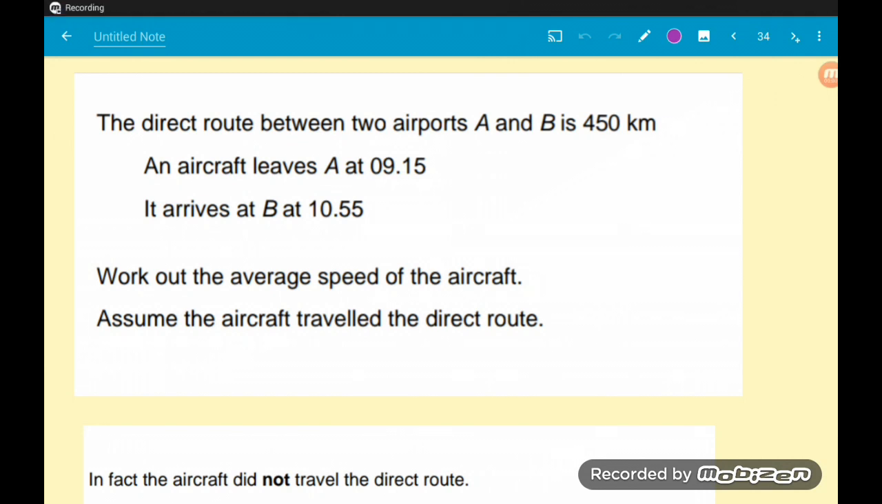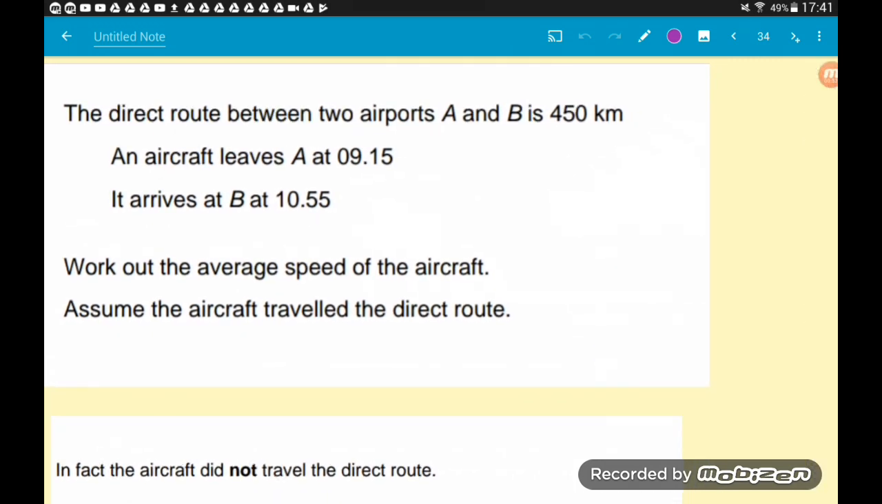Okay, third and final question for this video then. The direct route between two airports A and B is 450 kilometers. An aircraft leaves airport A at 9:15 and it gets to airport B at 10:55. We want to work out the average speed of the aircraft. So, first of all, we need to work out how long it takes. So, let's break this down.